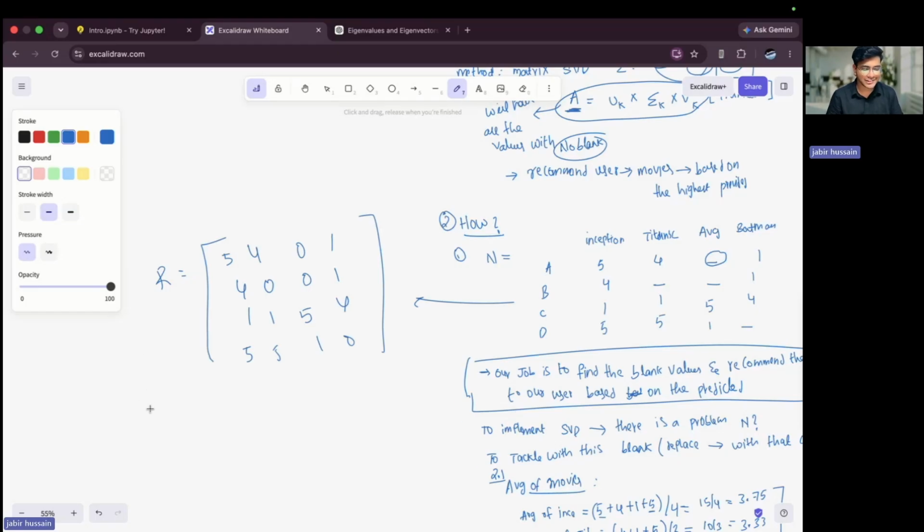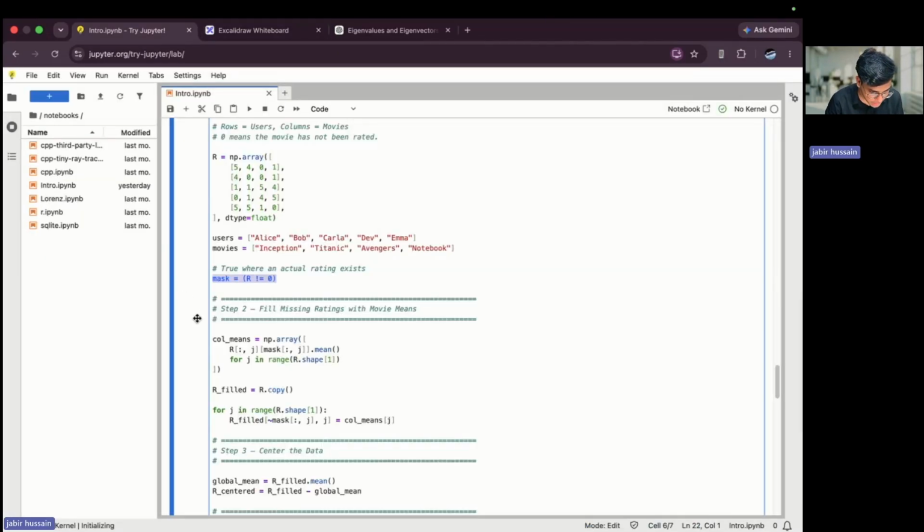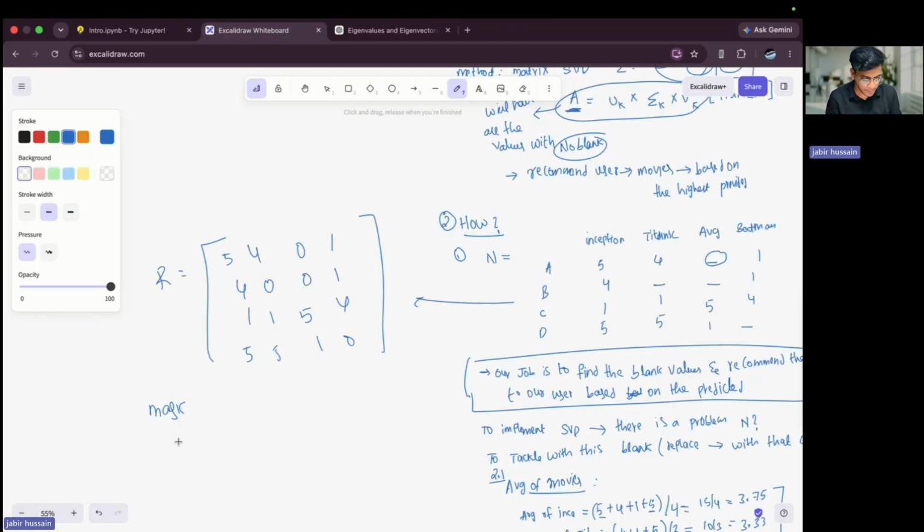Now what is this variable mask? This variable mask is a two-dimensional array which holds Boolean values. So mask will hold true, true, and whenever we get 0, then in that place we will put false, because 0 represents a blank value.